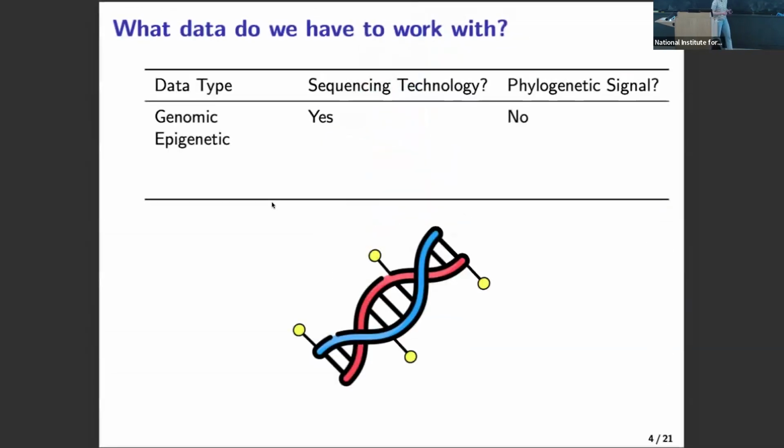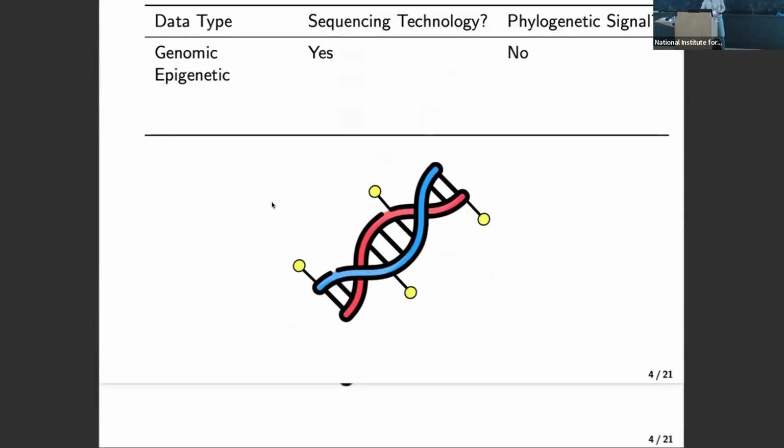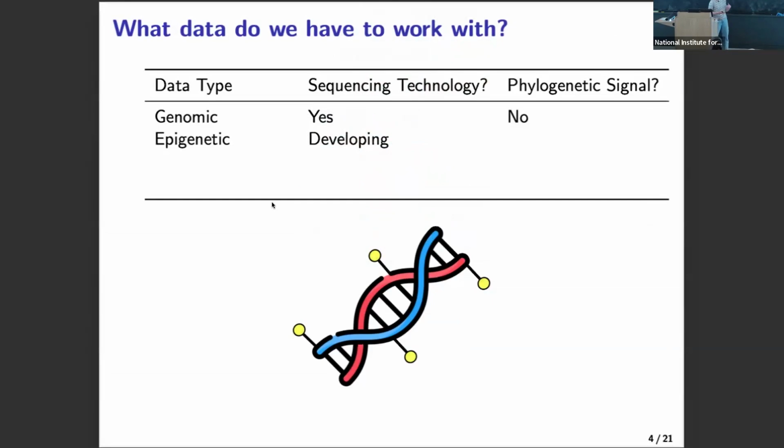What about epigenetic data? So for example, DNA methylation. This sequencing technology is emerging. So this technology is in a very developing stage. But these data sets are not very common. So we don't know if there's phylogenetic signal. We also don't have a ton of data. So while this may be promising in the future, this is not what I'm going to focus on here.